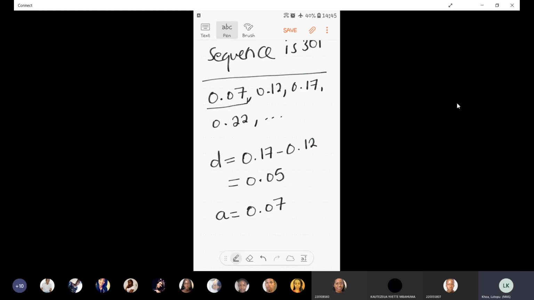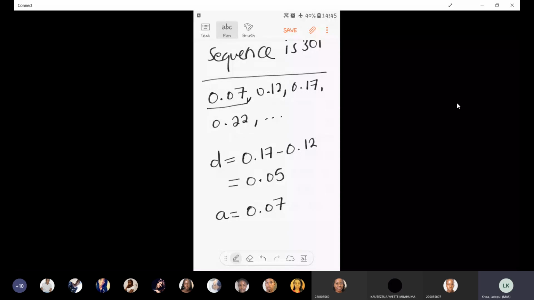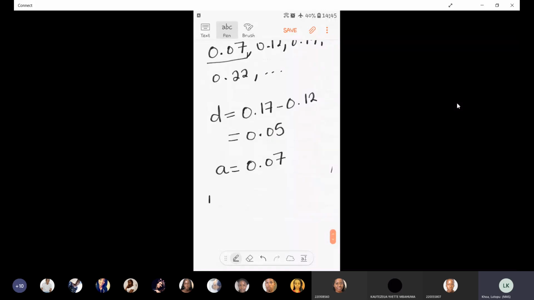Okay, now with this sequence, I'm asked to work out the general formula for the nth term, find the 11th term, and then I'm asked what term number is 1.67. So there's 3 questions. The first one is find a formula for the nth term.